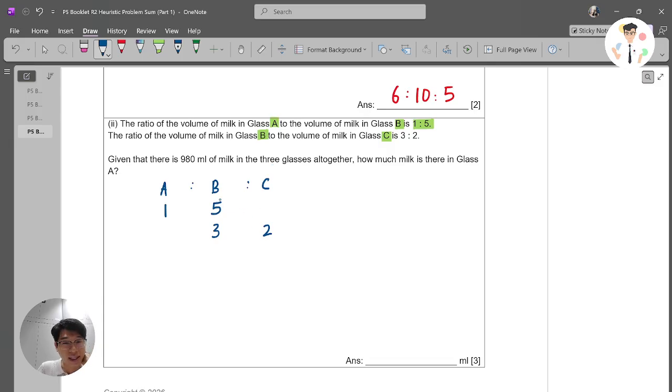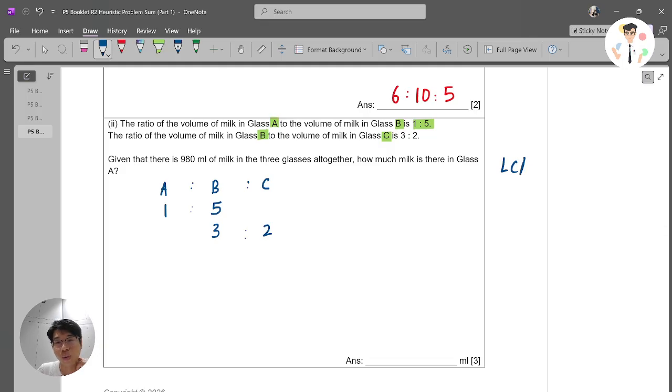This identity of B is being repeated. So, these two, I'm referring to the same volume of milk in glass B. But why is it different? It is different because I'm comparing to a different thing. This one I compare to A, this one I compare to B. That's why it's different. But these two are actually supposed to be the same, but they are not the same. So you are supposed to make it the same by looking for LCM.